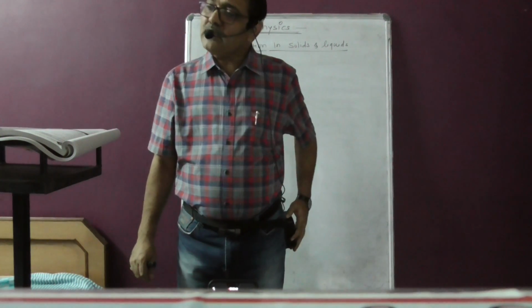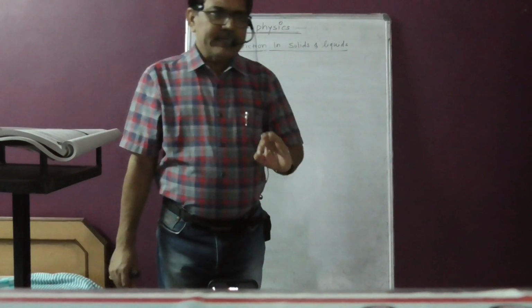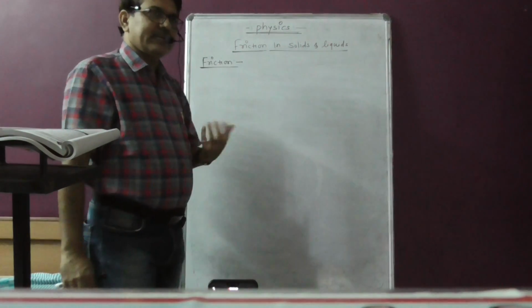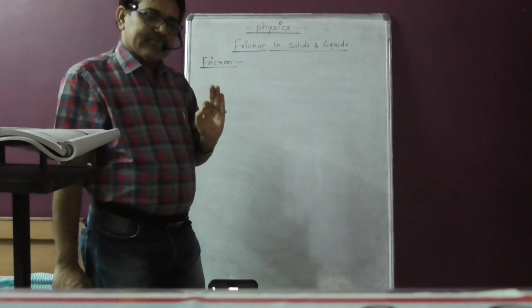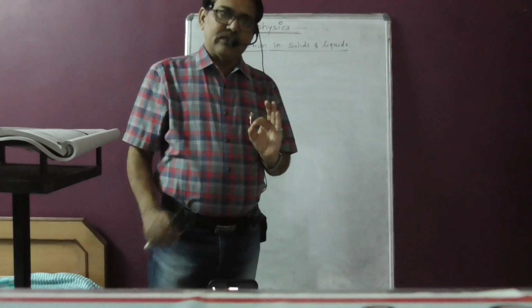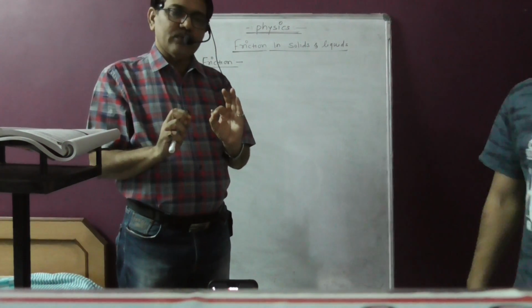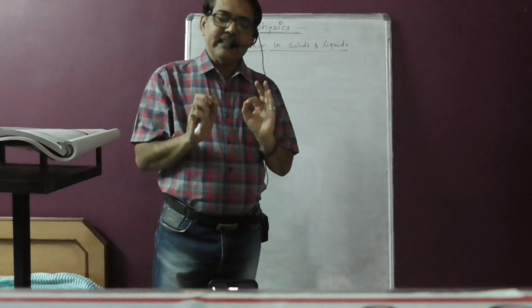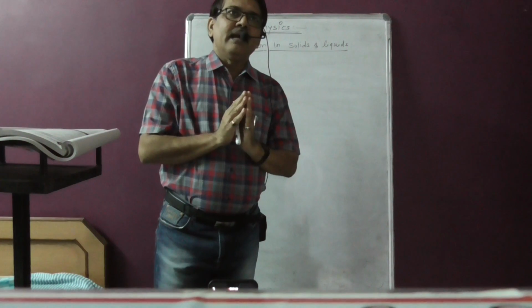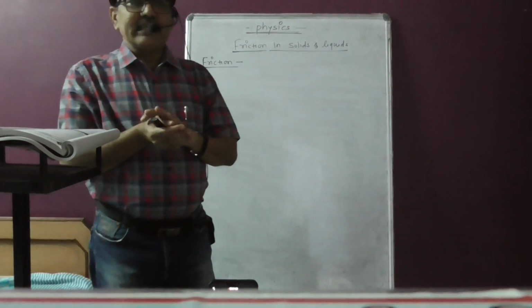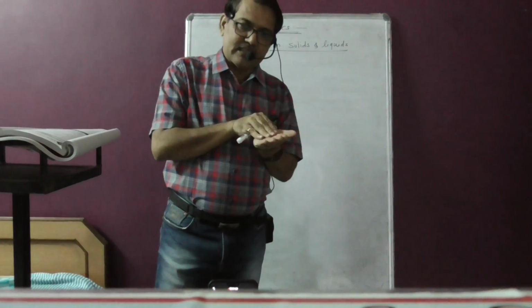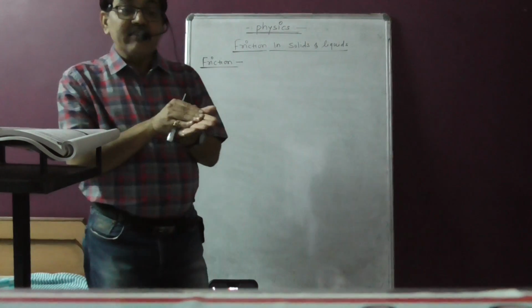Now first of all, what exactly is friction? Friction is the force between two surfaces which are coming in contact with each other, and that force acts tangentially on one surface over the other surface. That is called the frictional force.